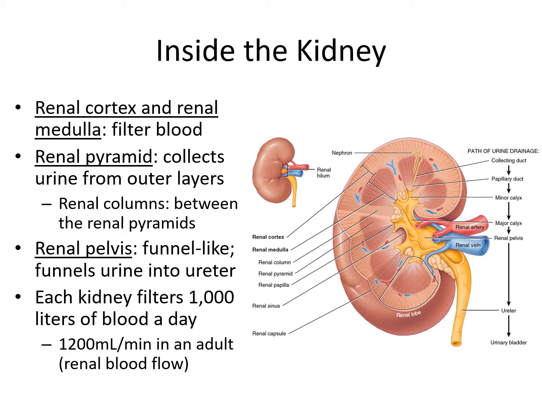Per minute, you have about 1,200 milliliters being filtered. This is also called renal blood flow, and this is the average. If it's more, that might not be a good thing. If it's less, that also might not be a good thing.